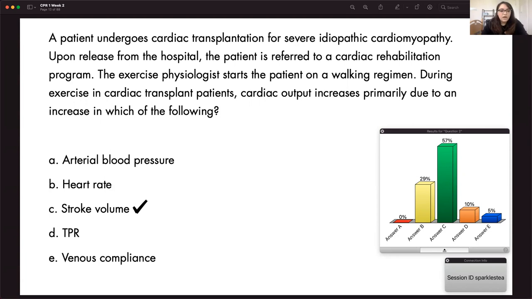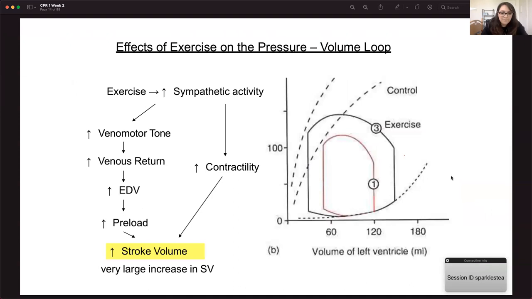Okay. Great, so we got a majority of people saying stroke volume. This question is asking, during exercise in cardiac transplant patients, cardiac output increases primarily due to an increase in which of the following? And that's another concept that you guys want to be able to understand. Okay, yeah, this works. So for cardiac output, can someone tell me what the formula for cardiac output is? Stroke volume times heart rate. Exactly. And in that question, heart rate was an option.